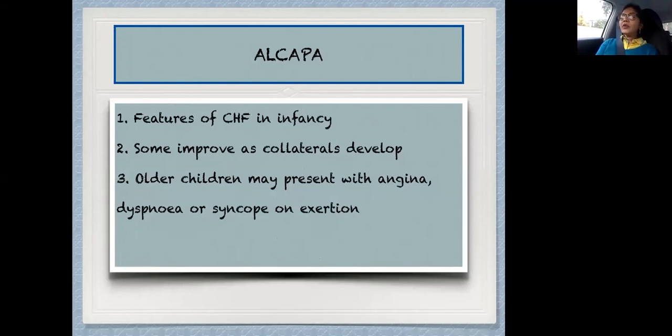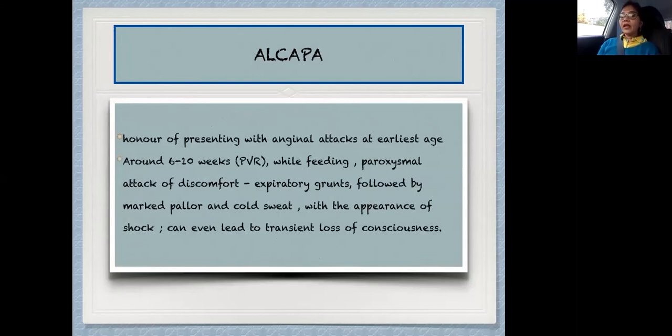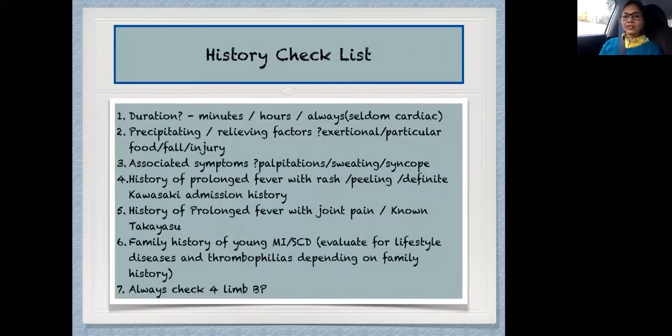So ALCAPA, we know, can present with features of heart failure in infancy. Some improve as collaterals develop, but older children may present with angina, dyspnea, or syncope on exertion. ALCAPA has the dubious honor of being the disease which presents with anginal attacks at the earliest age. It's around 6 to 10 weeks, when the PVR falls. While feeding, paroxysmal attacks of discomfort occur, and the infants can present with expiratory grunts, followed by marked pallor and cold sweat, with the appearance of shock, and can even lead to transient loss of consciousness.